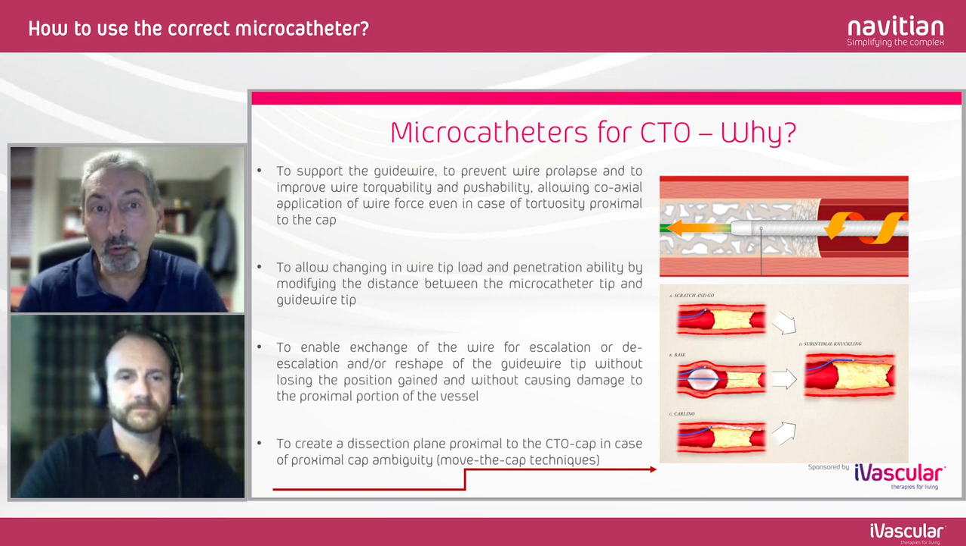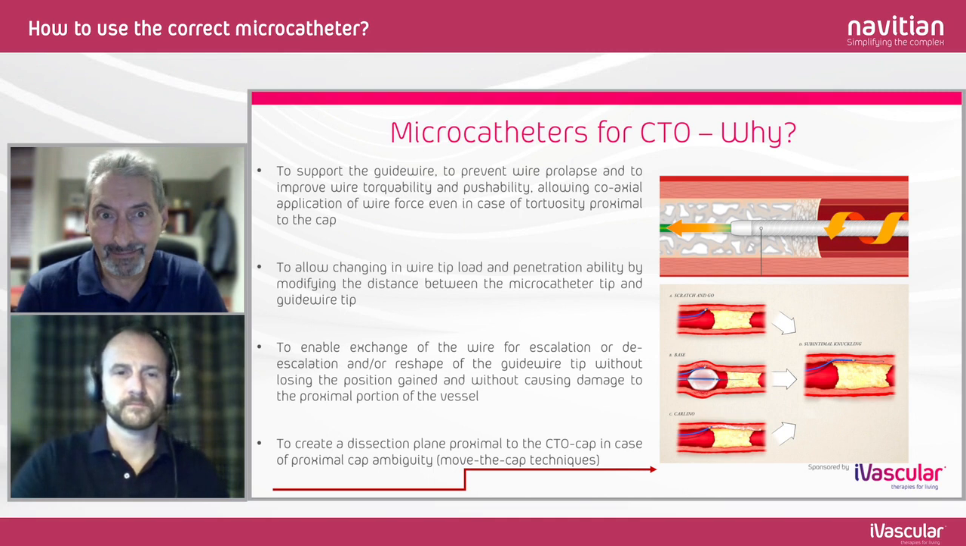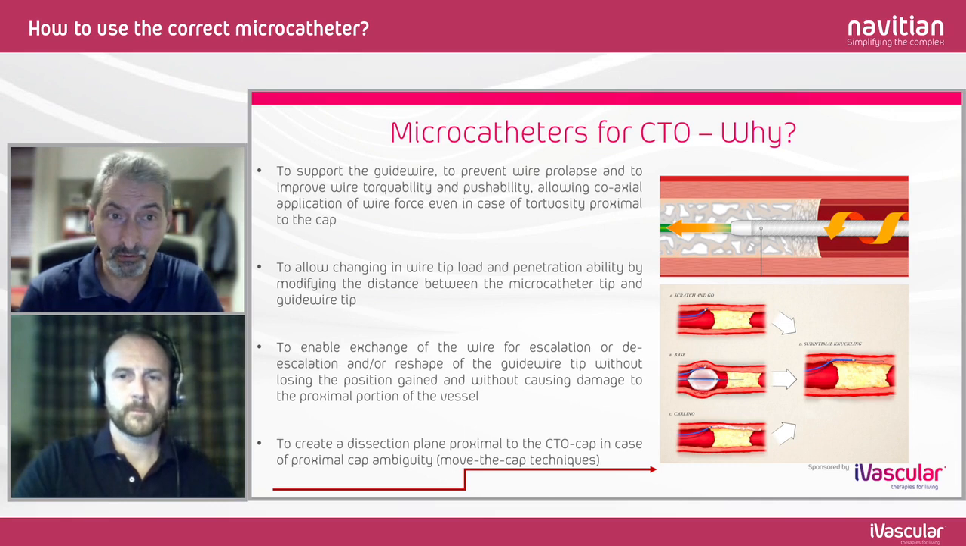But also within the occlusion, you may have a reason to exchange. You try with a relatively soft wire, say a Gaia second, it doesn't go. You want to go to a third, you want to go to a Confianza 12. At that point, it will be much easier if you do it with your microcatheter in front of the occlusion.